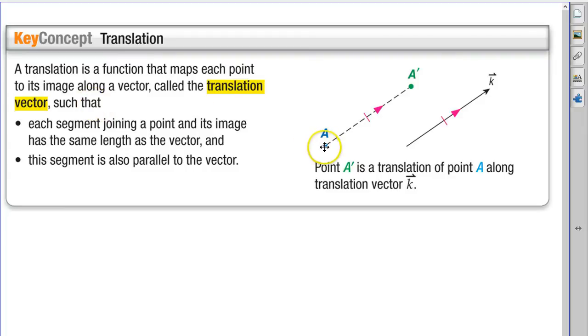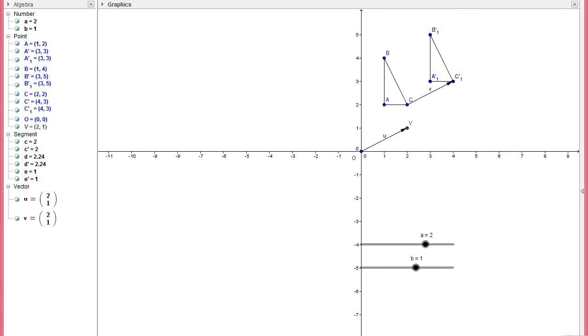So again, here's the pre-image, the original figure, here's the image, and it moves along a vector. That's the translation vector. The two defining characteristics of this are that each segment joining a point to its image has the same length as the vector, and this segment is also parallel to the vector. So point A goes to A prime, parallel and the same distance as vector K. And here's a little drawing of that.